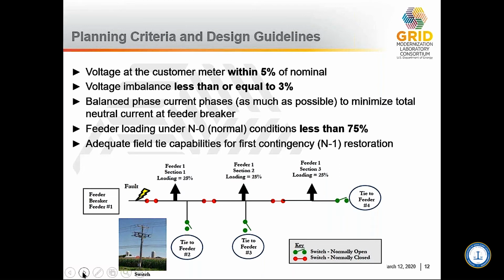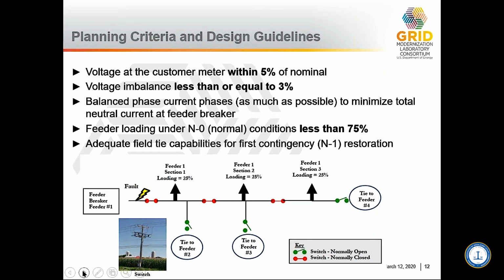So the image that you're seeing on the bottom shows a feeder that has 75% loading on each of its segments. When a fault happens, so that yellow lightning bolt at the top is the fault. So if that feeder fails, let's say a tree falls across the line, or a transformer blows up or something, then the entire feeder is out of power. Because remember, it's a radial feeder and power only flows from the head to the tail. So the entire system is out of power.